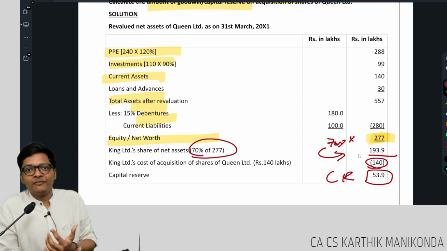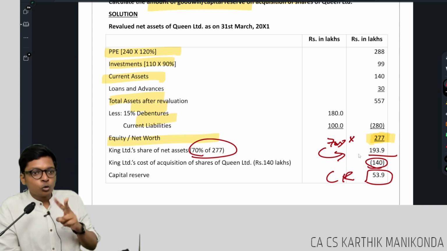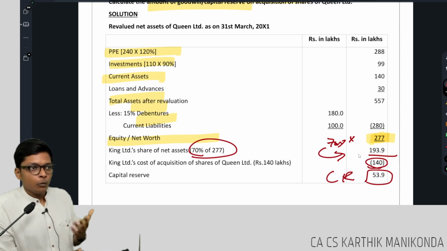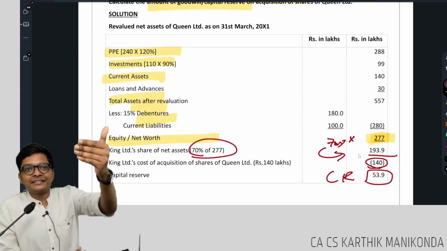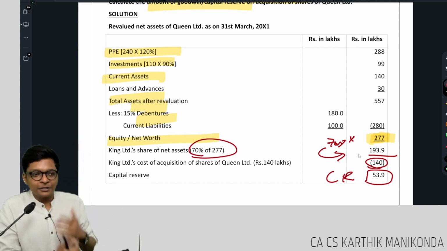These kind of sums can come where? MCQ. 2 marks. What is there in this? They will give 4 options. Like how Radharam told. 137 one option. 53.9 one option. You have to pick.